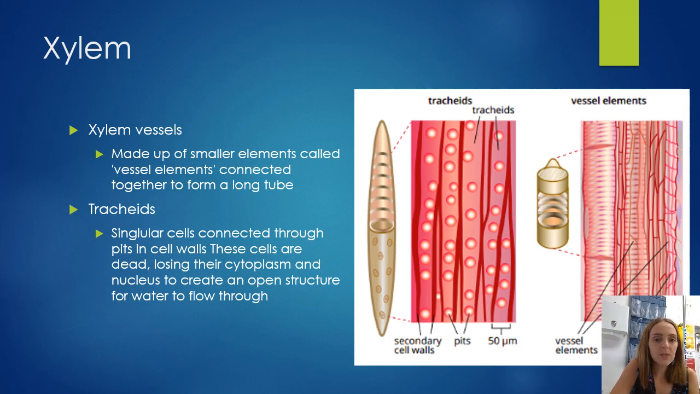So the xylem vessels are made up of smaller elements called vessel elements connected together to form a long tube. And with our tracheids, these are singular cells connected through pits in cell walls. They're dead, they've lost their cytoplasm and nucleus, and have an open structure for water to flow through. This isn't particularly important, this is just looking at the structure of the xylem.